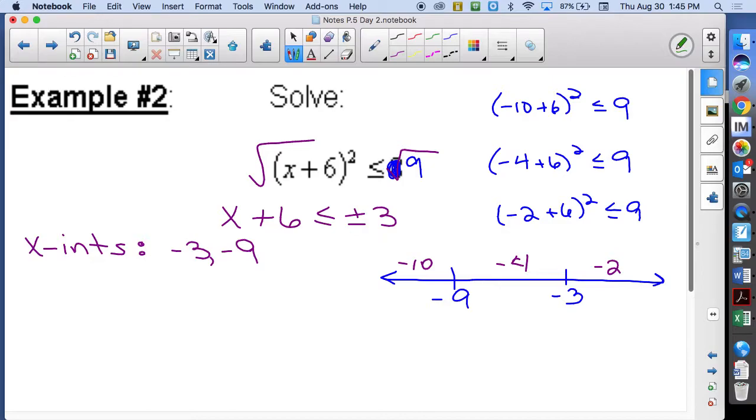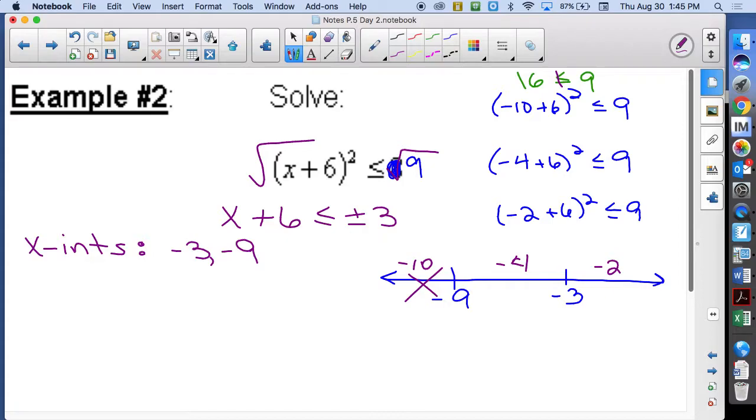So Sabrina, (-10 + 6)² is 16. Is 16 less than or equal to 9? Not less than. No, it isn't. So X it off. Doesn't work, not a solution.